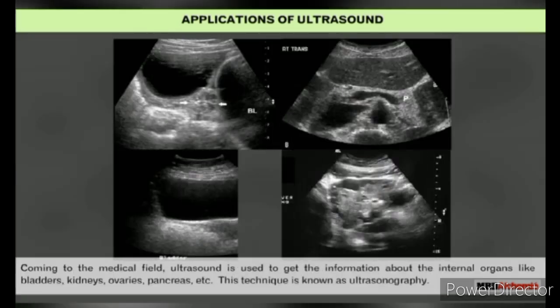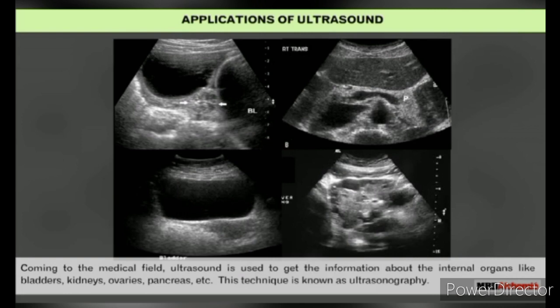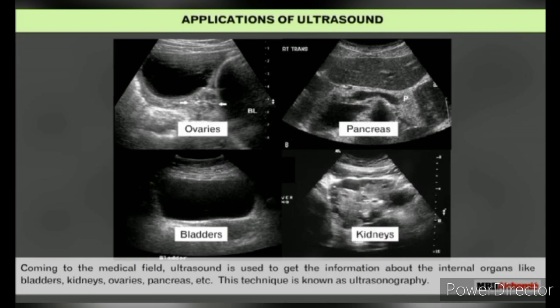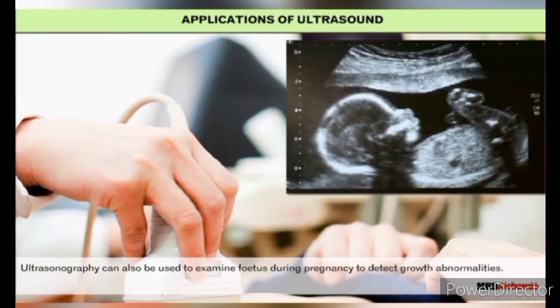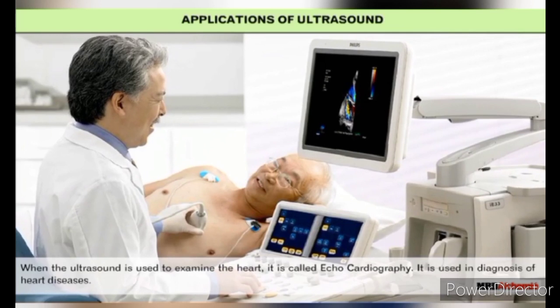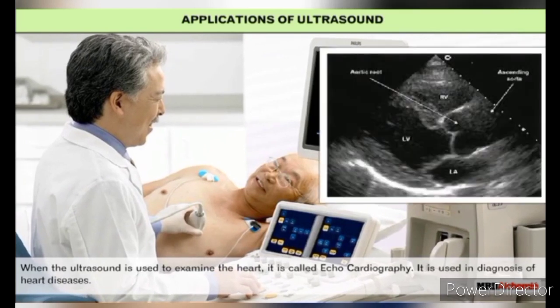Coming to the medical field, ultrasound is used to get information about the internal organs like bladder, kidneys, ovaries, pancreas, etc. This technique is known as ultrasonography. Ultrasonography can also be used to examine the fetus during pregnancy to detect growth abnormalities. When the ultrasound is used to examine the heart, it is called echocardiography. It is used in diagnosis of heart diseases.